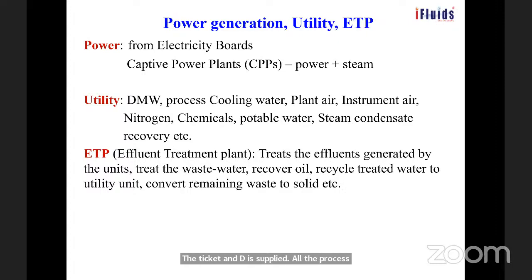And ETP is the effluent treatment plant. They take all the effluents from the various units and treat the effluent. The treated effluent, that is the water, they finally send to utility for use in the cooling tower, and the recovered oil is sent back to the unit for further processing. That's how it is. And whatever solid comes, they compress it and sell it.